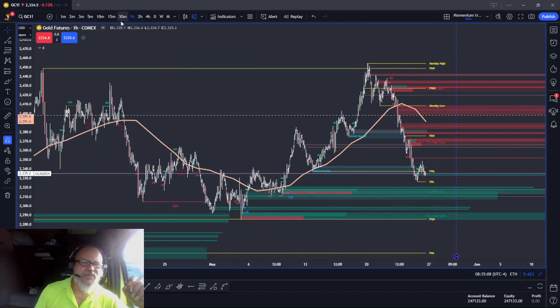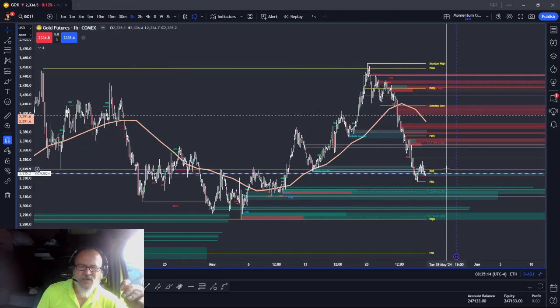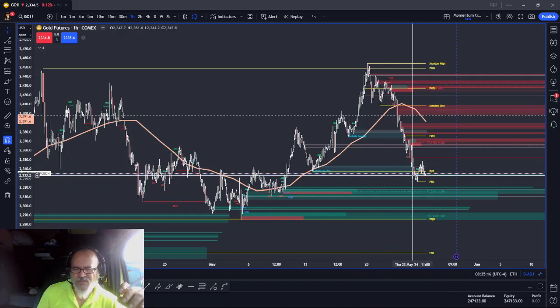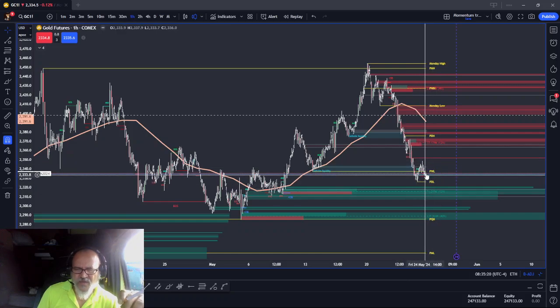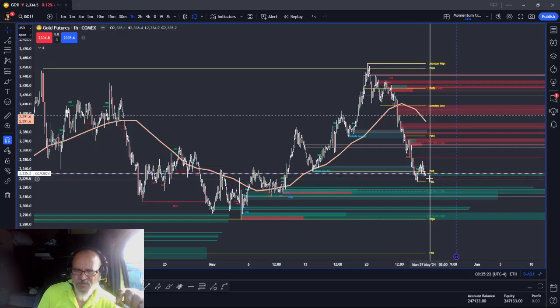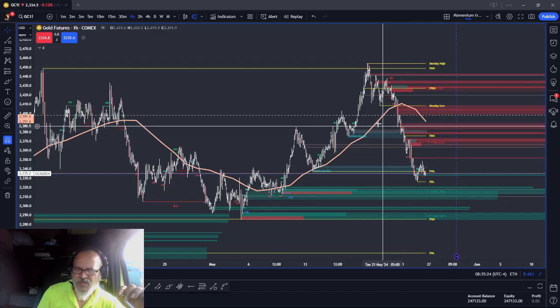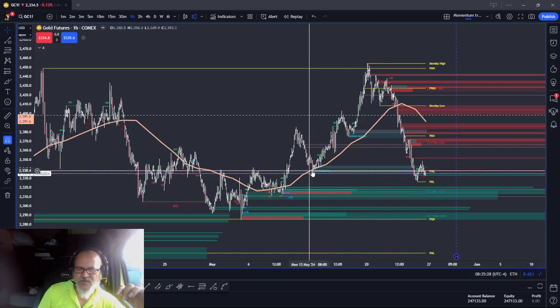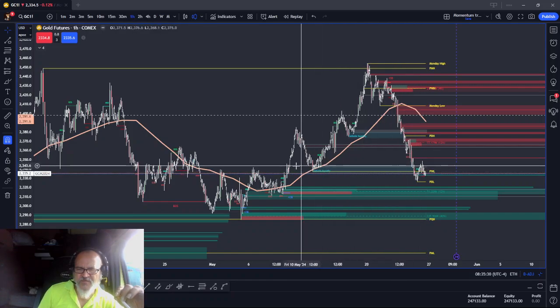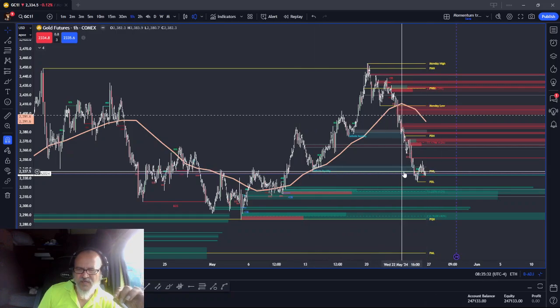So yeah, kind of undecided on gold. Do we see more consolidation before we get a better manipulation move for some displacement down or up? But it looks like we could have possibly finished the sell model here.